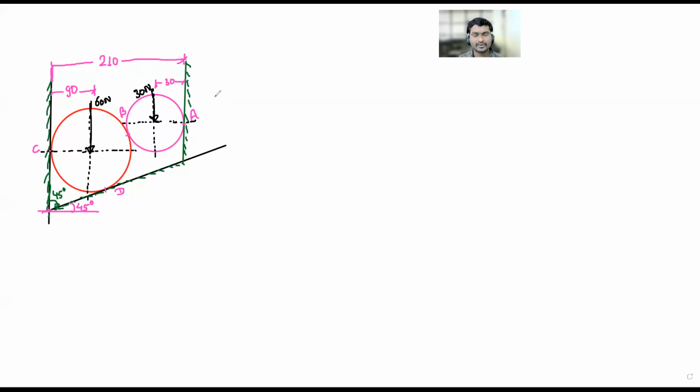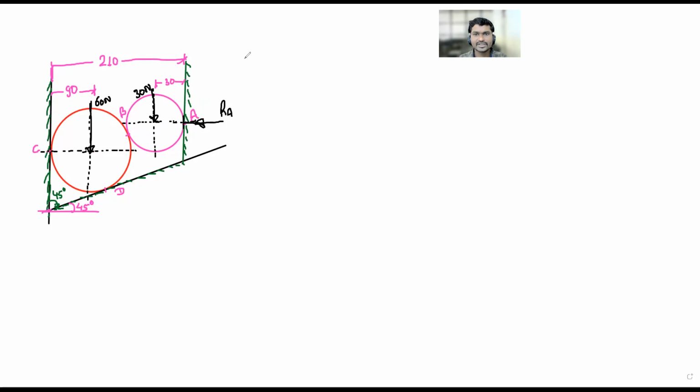What is the next step now? We have to show support reactions at the contact points. So firstly I would like to take point A. Here the contact surface is vertical, so the reaction will be horizontal. Directing towards the right or left? Left. Directing towards the left-hand side. Name it RA. R stands for reaction, A stands for the point of contact.